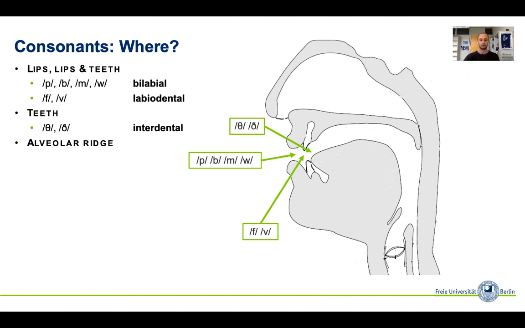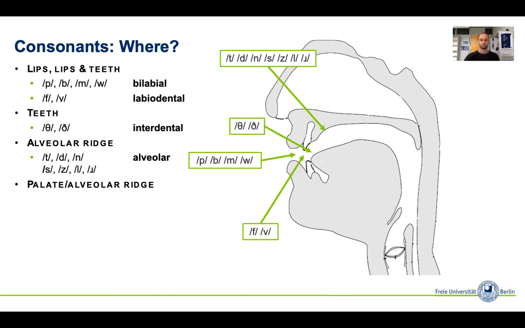Then there is the alveolar ridge right behind our teeth. If the obstruction happens there, we produce the so-called alveolar consonants t, d, n, s, z, l, r. If the obstruction happens towards the back of the mouth, in the area behind the alveolar ridge towards the palate, we get the so-called post-alveolar consonants, sh, j, ch, and j.